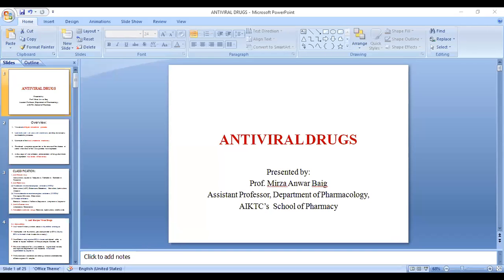Again, examples: this one is the main one, and this one is the main one. The prototypic drug here is zidovudine, and the prototype here is nevirapine. Next one is protease inhibitor; ritonavir is an important example here. Then the third category is anti-influenza virus. The classification indicates that we are not studying only anti-HIV drugs. We are studying antiviral drugs, so the virus may be herpes virus, retrovirus, or influenza virus.